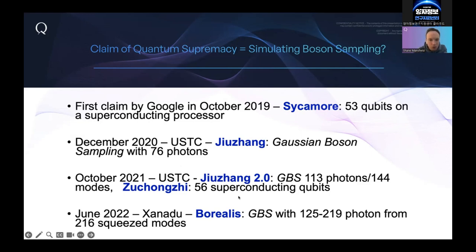The second one was superconducting as well. Yeah, so USTC is working on all the platforms. The first one was a photonic one. The second one was a superconducting one, which went a little higher than what Google had, so 56 instead of 53. And then there was another very nice experiment from 2022, where Xanadu used their Borealis chip. Again, it's Gaussian boson sampling, so not with individual photons, but their experiment was the equivalent of something between 125 and 219 photons, depending on the coincidences you get out, in 216 modes.